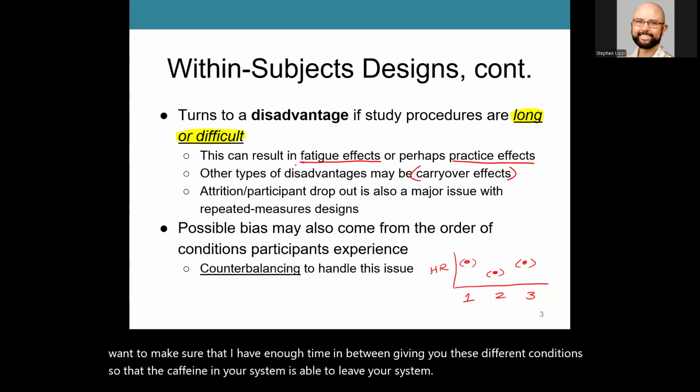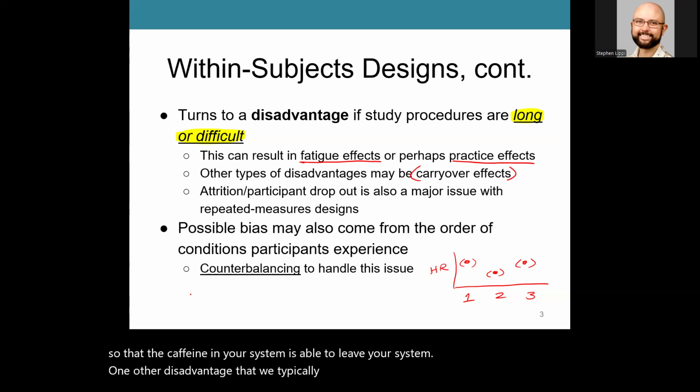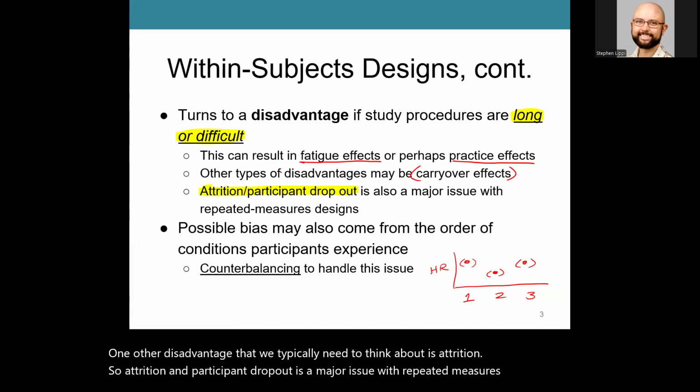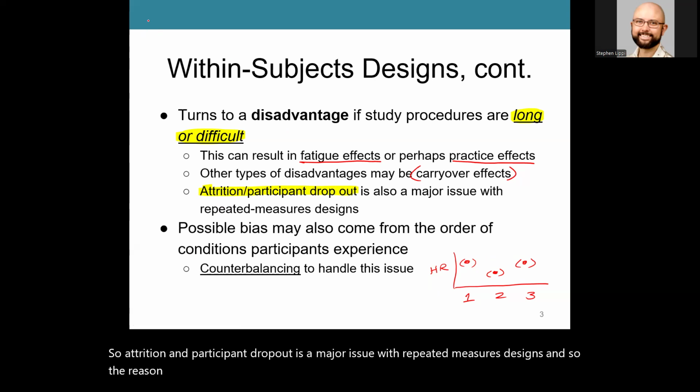One other disadvantage that we typically need to think about is attrition. So attrition and participant dropout is a major issue with repeated measures designs. And so the reason why it kind of looks like this.